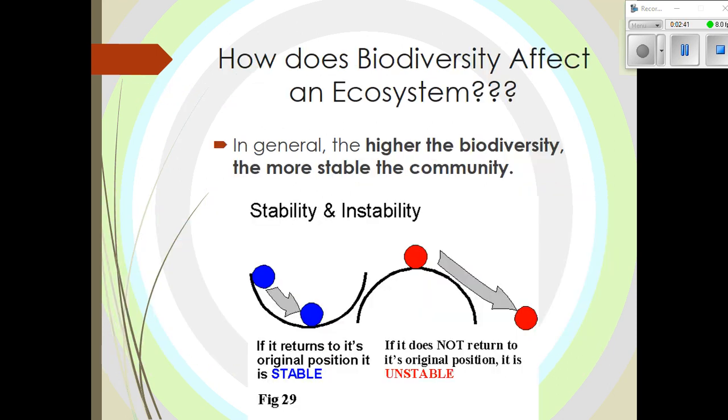How does biodiversity affect an ecosystem? Well, in general, the more biodiversity, the better. It makes communities stable. A stable community is one that, even if an environmental problem hits or a tragedy happens and a bunch of animals are killed or lost, if we give it some time, it will come back to its original position. That's stable. If an environment hits a loss or some species are lost or killed off and it cannot recover, that would be unstable. The more biodiversity we have, the more likely a community will be able to handle an adversary.